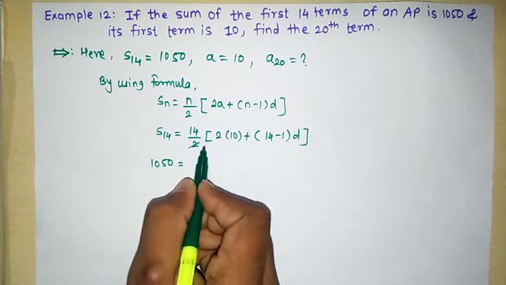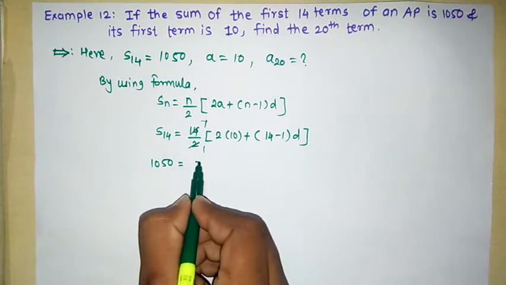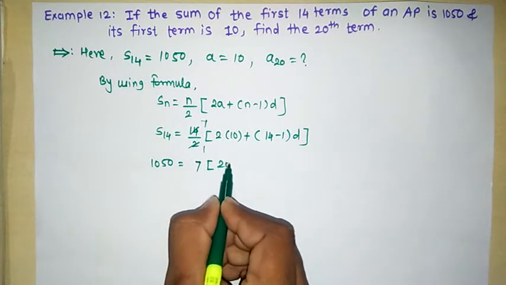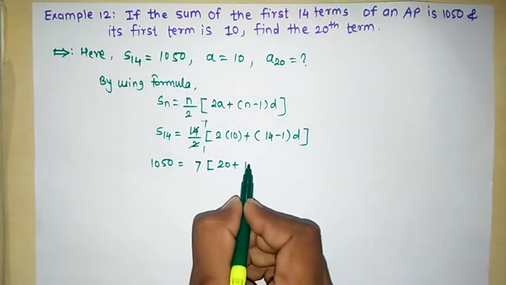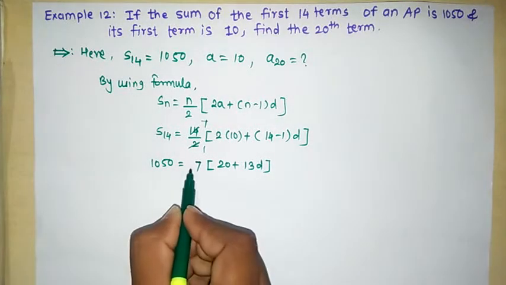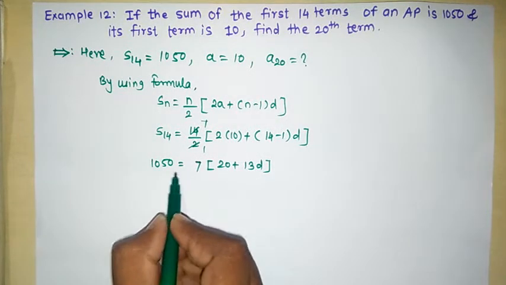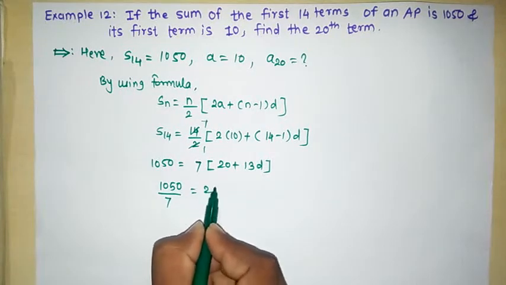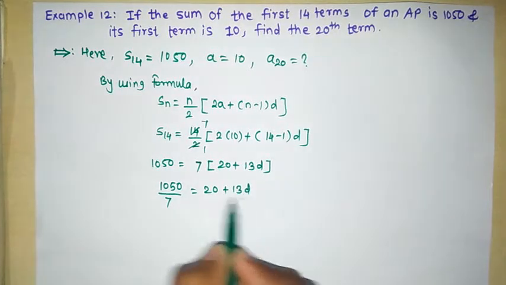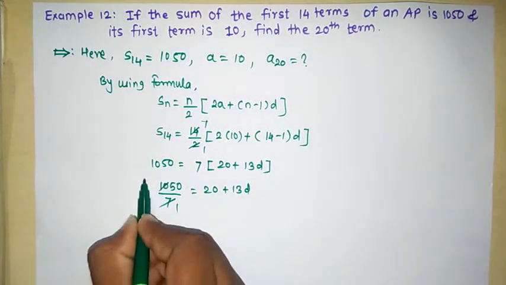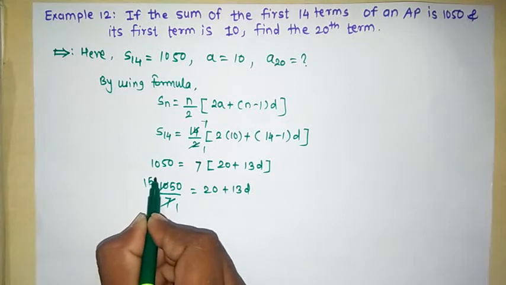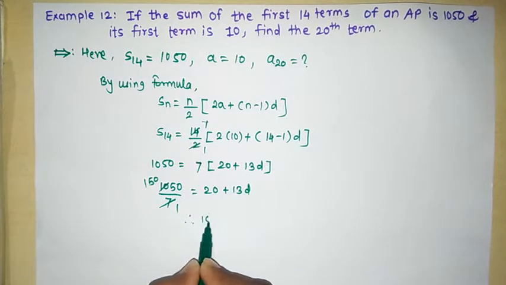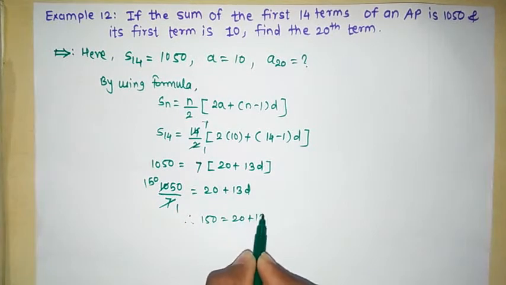14 by 2, which is equal to 2 ones are 2, 2 sevens are 14. Therefore 7 into 2 into 10, which is equal to 20, plus 14 minus 1, which is equal to 13d. Now send this 7 towards left hand side. It will go to the denominator. That is 1050 divided by 7 is equal to, what will remain here? 20 plus 13d will remain. Now 7 ones are 7, 3 will remain, 7 5s are 35 and 0 as it is. We got here 150. Therefore 150 is equal to 20 plus 13d.